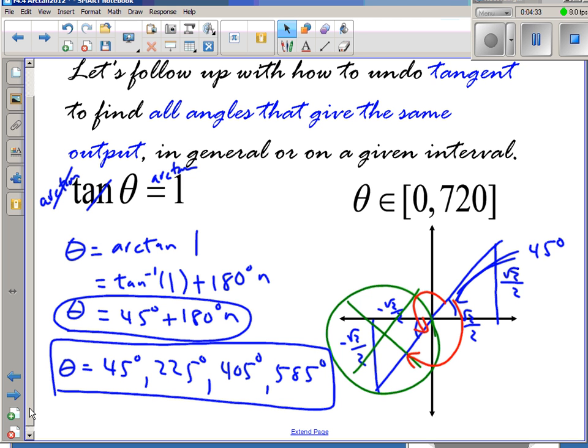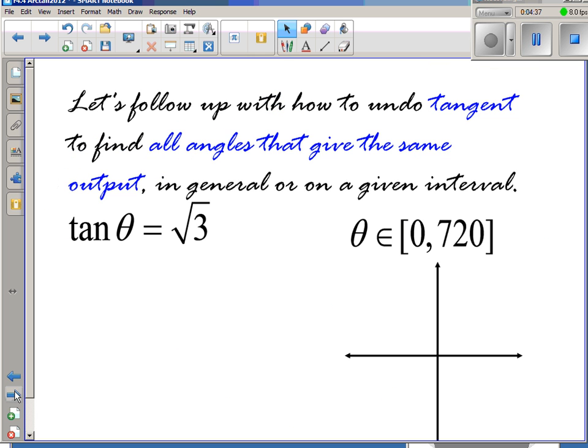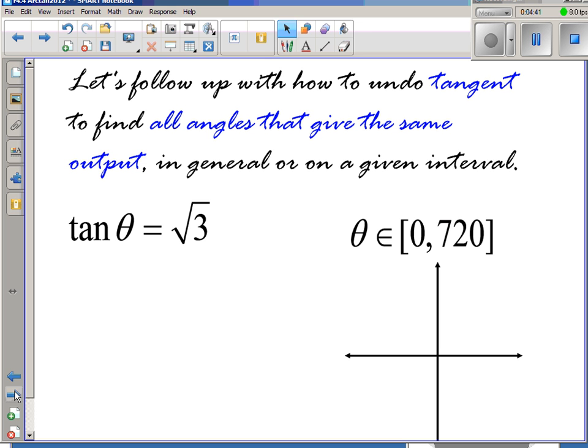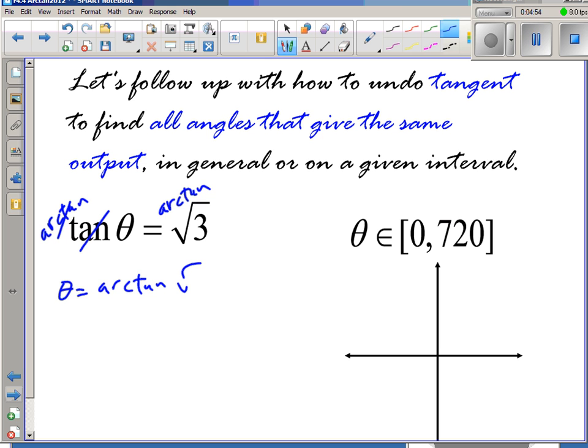Okay. That goes kind of fast. Let's do another problem and just start to distill down what the main idea is here. Again, we're going to try to find all the angles. To find all the angles, we undo tangent with arctan. If you do it to one side, you have to do it to the other. I get theta equals the arctan of root 3. Basically asking what angle does tangent produce a root 3 ratio, or root 3 over 1 we could write.